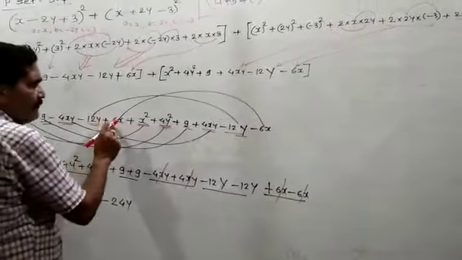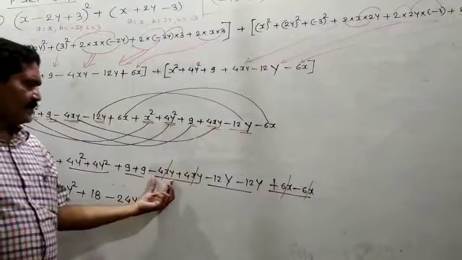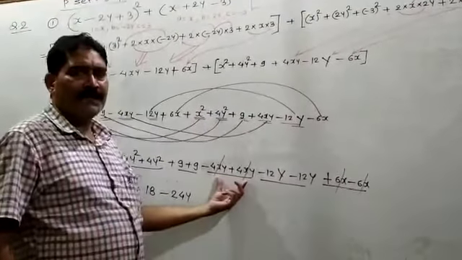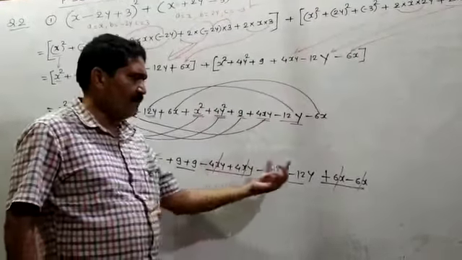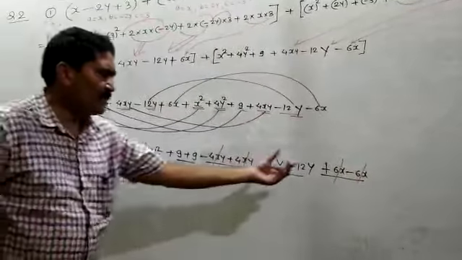After that what remains? Plus 6x minus 6x you will write here. This plus 4xy and minus 4xy, these are like terms having the opposite sign, you have to strike this term. Plus 6x minus 6x, like terms having the opposite signs, you have to strike the term.